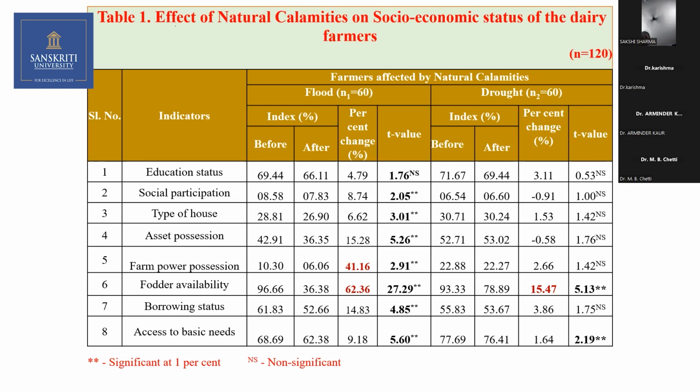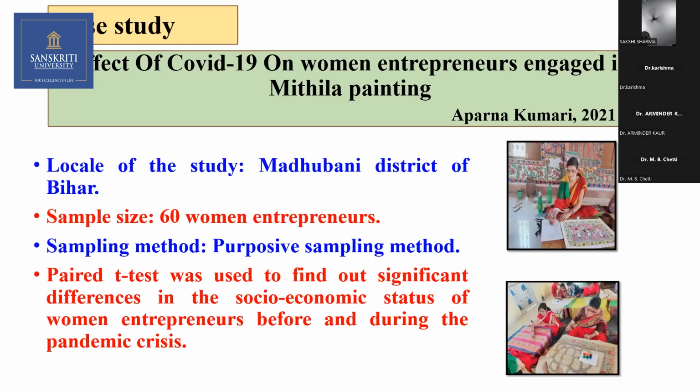I shall move on to the next table. Now, the second example is the effect of COVID-19 on women entrepreneurs engaged in Mithila painting. This is a study conducted by Aparna Kumari in Madhubani district of Bihar.